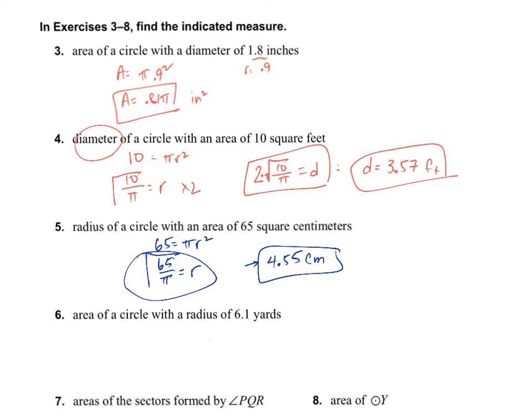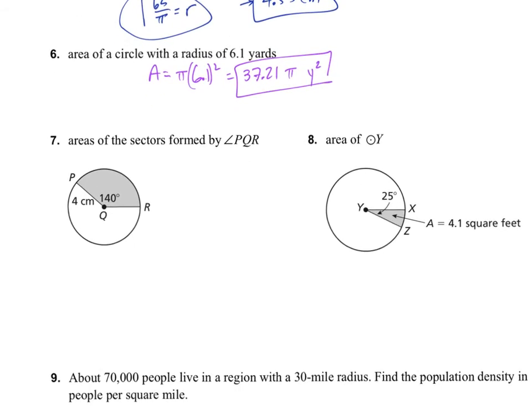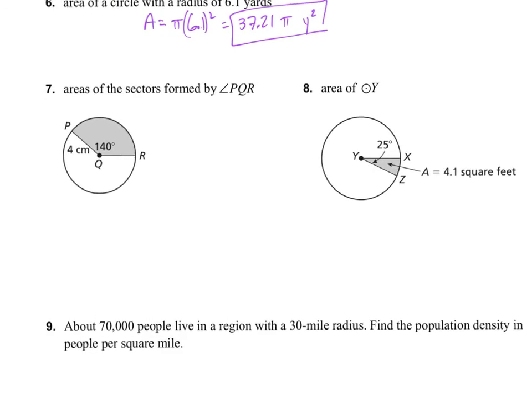We've got the area of a circle with a radius of 6.1 yards. The area equals pi times 6.1 squared. We can multiply this out, and we will get 37.21 pi square yards. All right, let's see what we got next. We've got a few more problems here.